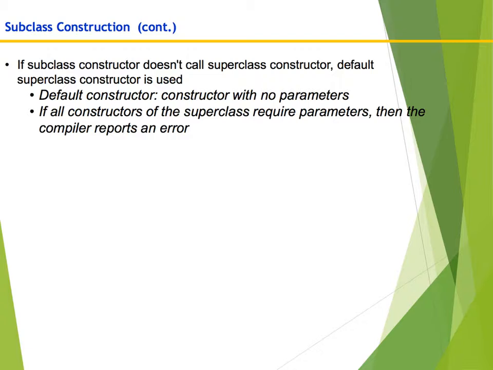Now, here is the question. What happens if the subclass constructor doesn't call the superclass constructor in the first line of its constructor method? In this case, the default superclass constructor is invoked automatically by the compiler. So what is default constructor? The constructor with no explicit parameters is called the default constructor. If all the constructors of the superclass have parameters, and we don't define any constructor with no parameters in the superclass, then the compiler reports an error because the compiler fails to construct the superclass before constructing the subclass.